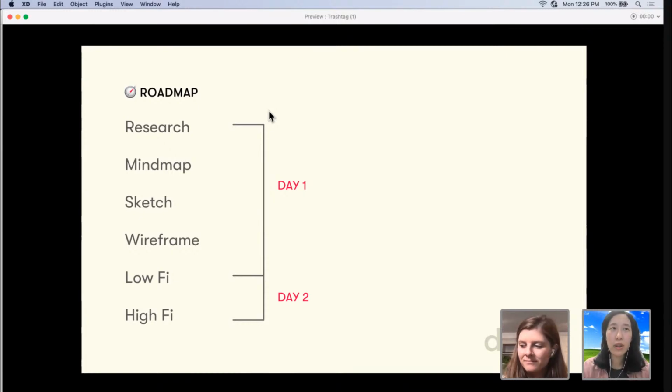And I heard this from a user researcher friend of mine. He was just saying, solutions are a dime a dozen, and the important thing is to focus on the crux of the problem. And I think that's so true for design.